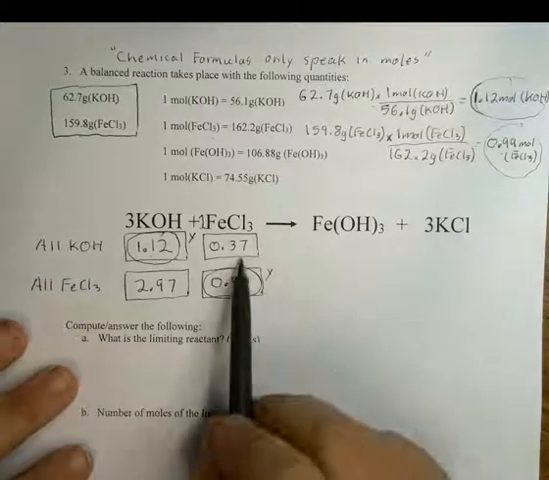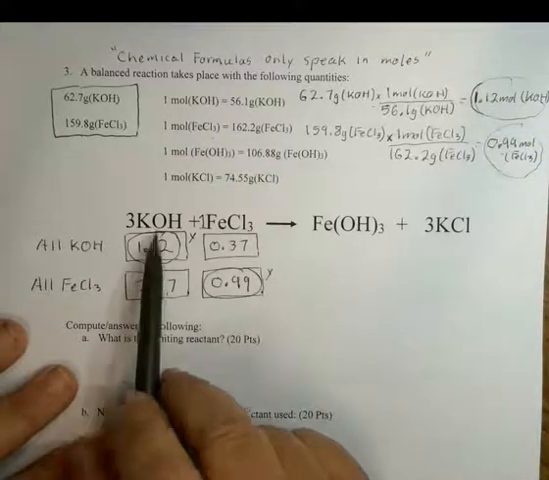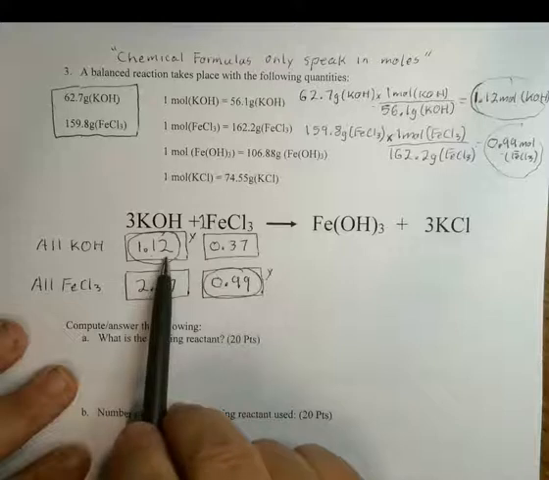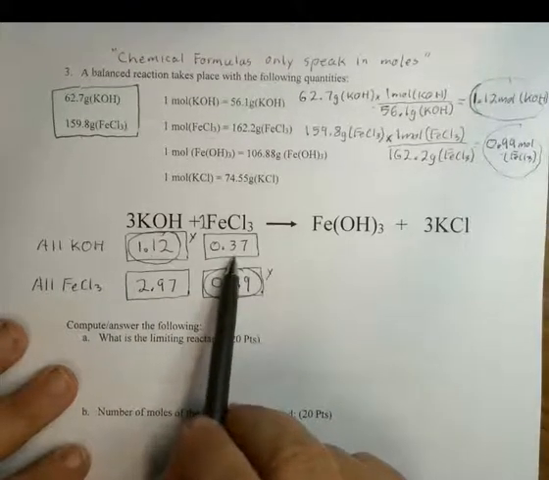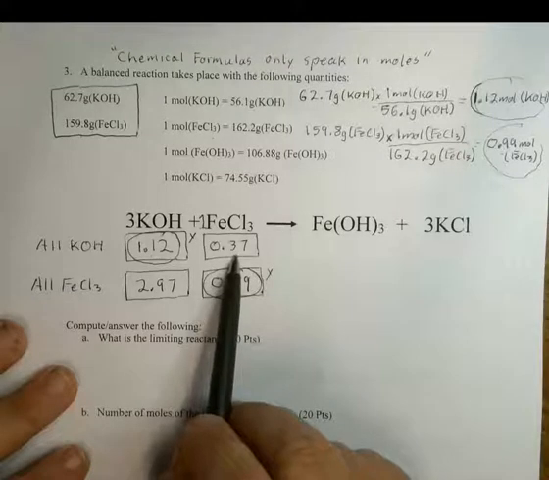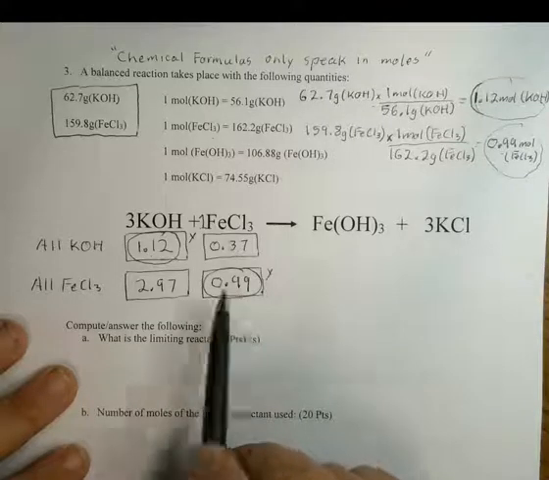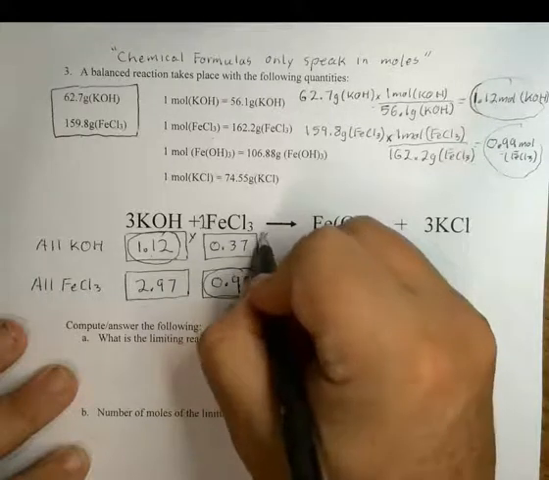So now I'm going to come over here and look at this reaction where we use up all of the potassium hydroxide. If we use all 1.12 moles of potassium hydroxide, we're going to need 1/3 that many, or 0.37 moles of iron chloride. Do we have at least 0.37 moles of iron chloride? The answer is yes, we have that much. We know we have 0.99 moles, so we put a Y there.